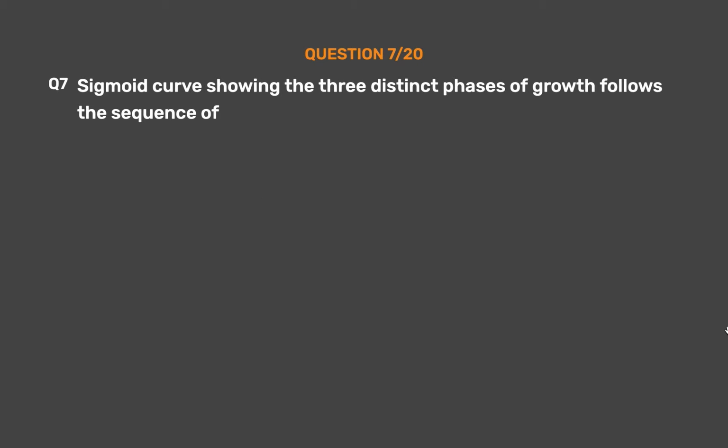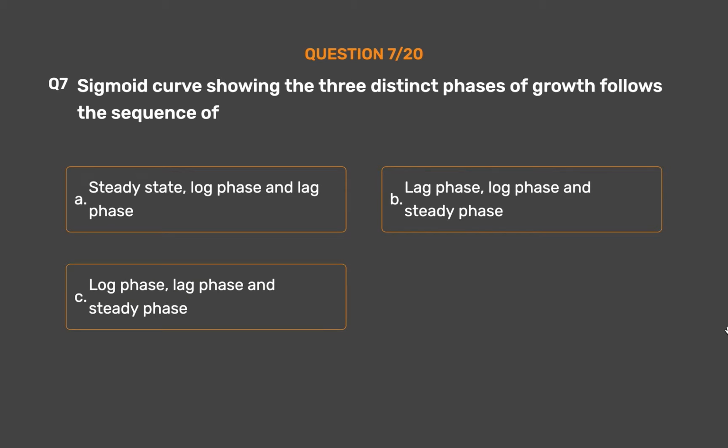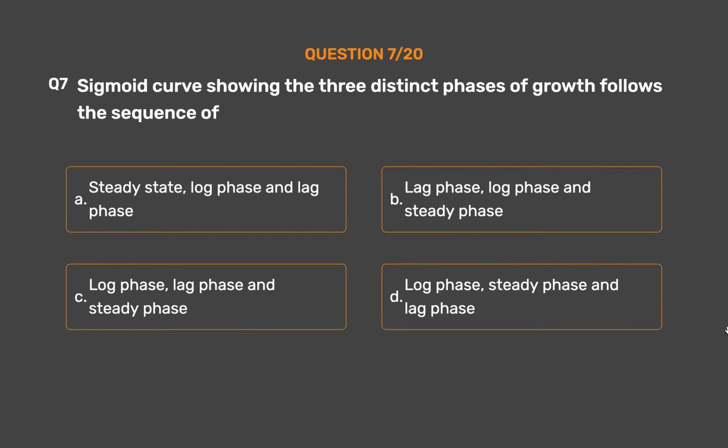Question number 7. Sigmoid curve showing the 3 distinct phases of growth follows the sequence of Option A. Steady state, log phase and lag phase. Option B. Lag phase, log phase and steady phase. Option C. Log phase, lag phase and steady phase. Option D. Log phase, steady phase and lag phase.